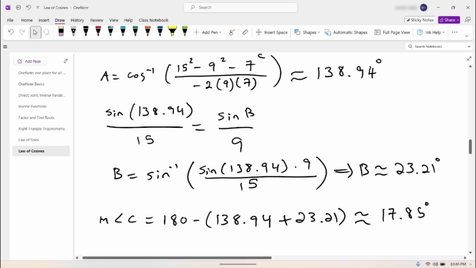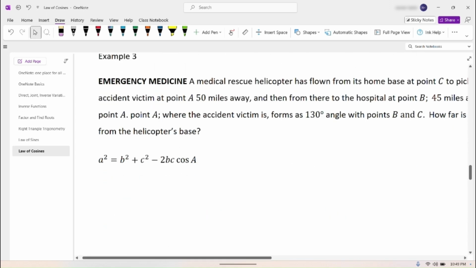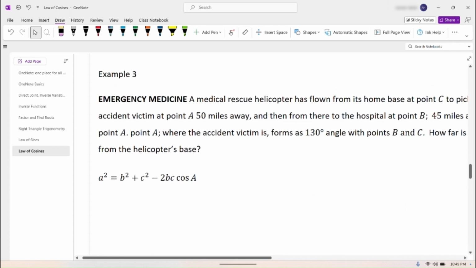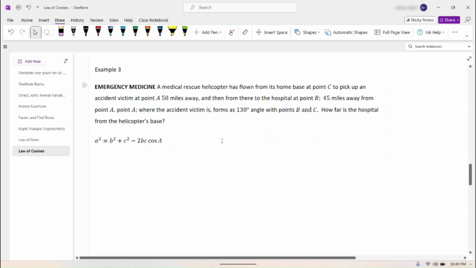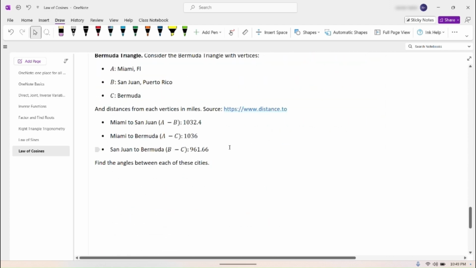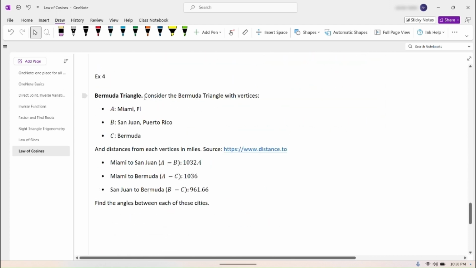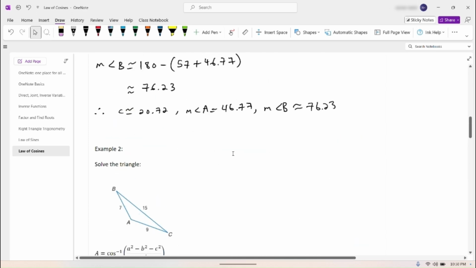All right, so that is example 2 of this lecture. In the second video of this section, we will be looking at this example here, this application problem using law of cosines, and then we will also look at another application of law of cosines, the Bermuda Triangle. It's a geography problem, and I love geography.